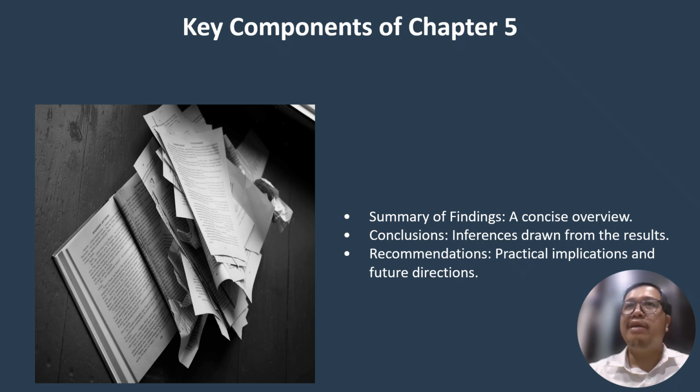In Chapter 5, start with a concise summary of findings, reiterating the most important results from Chapter 4. Based on these findings, draw clear conclusions about your research questions and problem. Finally, provide recommendations. This could be for practitioners in the field, policymakers, or suggestions for future research that builds upon your work. Ensure your recommendations are directly supported by your findings.